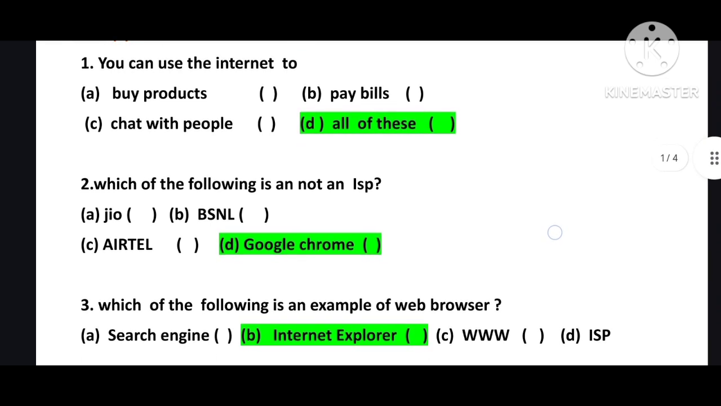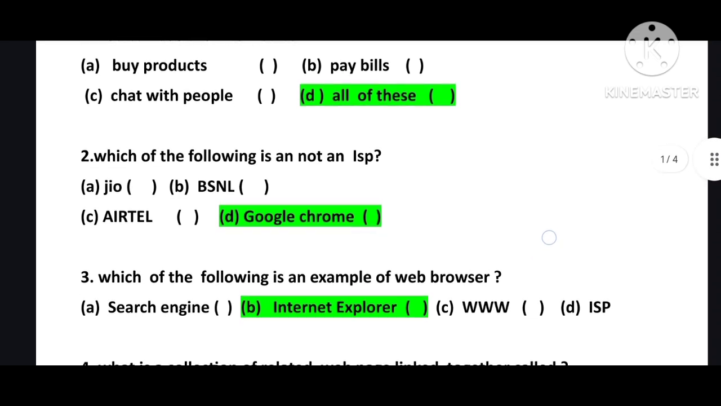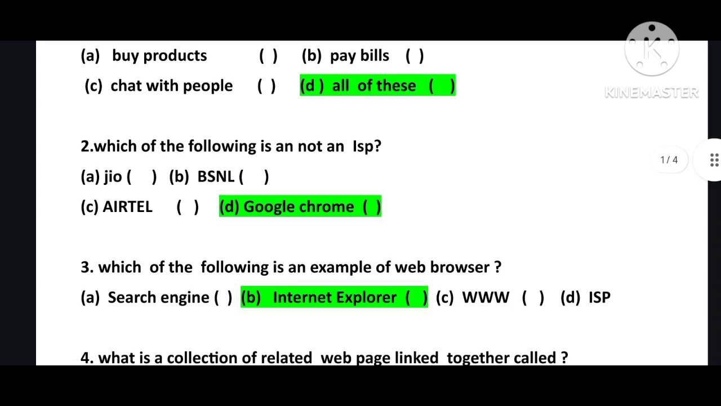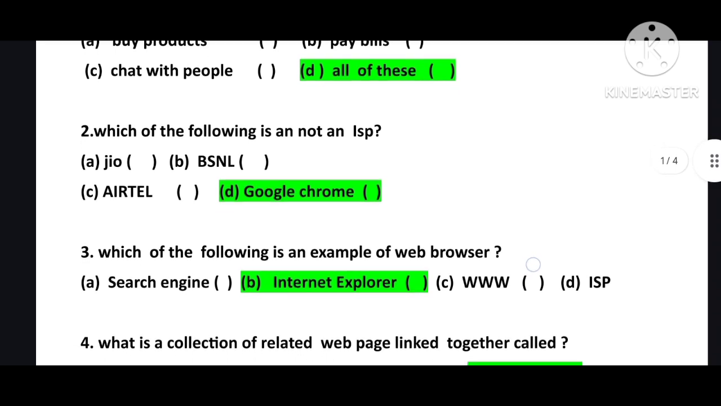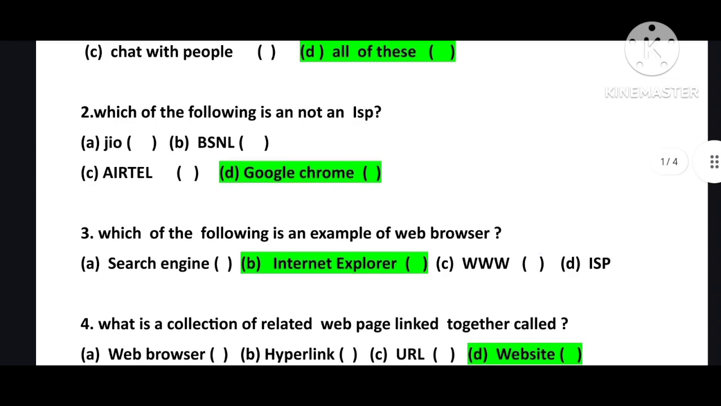First question: You can use internet to buy products, pay bills, chat with people, and all of these. So our answer will be all of these. It's a very easy question. Every day we are using internet, so we can answer this question very easily.